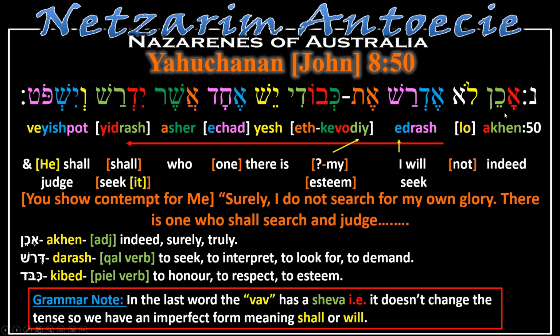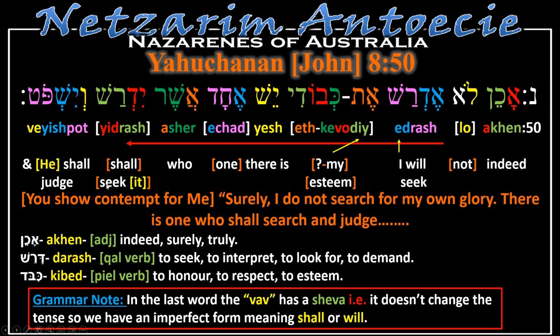And we read it. Cain. Indeed, if we look down here, Cain is an adjective meaning indeed, surely, truly. Lo not, ed rash, I will seek. The reason we translate I will seek, when the pronoun's at the beginning, it usually means it's an imperfect form. So I will seek. Et grammar marker, kevodi, meaning my esteem. Yesh, there is. Echad, one. Asher, who, and that can be who, that, which, whom. We're using who.